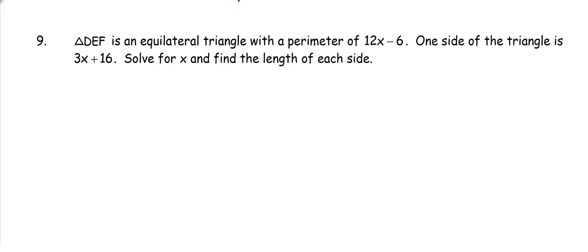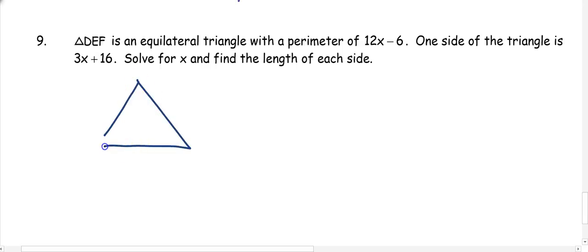Number 9, DEF is an equilateral triangle. So in an equilateral triangle, all three sides are congruent. So the perimeter of the triangle is 12x minus 6. One side of the triangle is 3x plus 16. So it doesn't matter what side, any side. Remember, if they're all equal, they're all 3x plus 16.